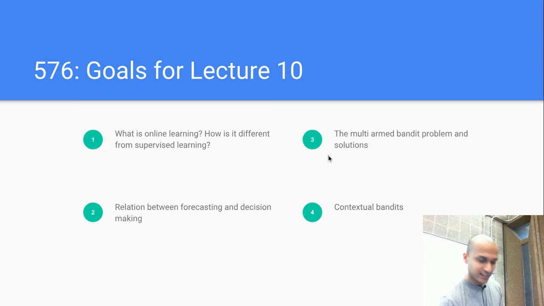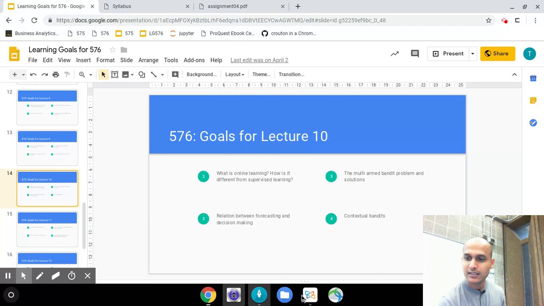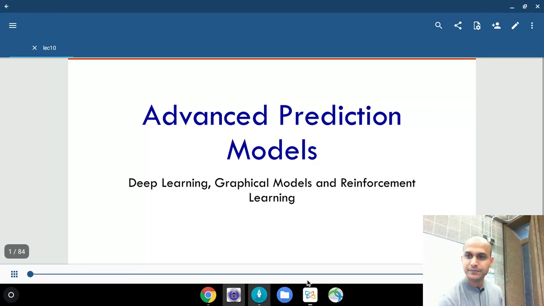Okay. So is the lay of the land clear? And then you will see that contextual bandits, the last bullet point, is a special case of the general problem of reinforcement learning, which will be the context of next lecture. Okay. So let's go here.